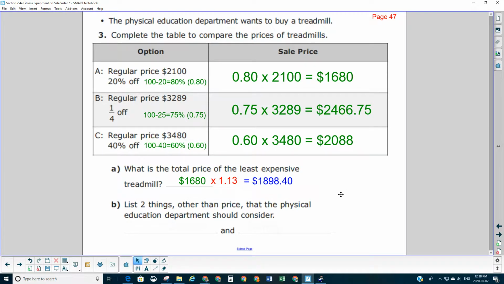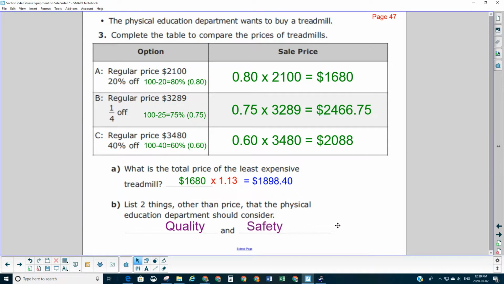So there are two other things, other than the price, that the phys ed department should consider when we're doing this. If you're actually buying a treadmill that students are going to be using, one thing you would want to decide on is your quality. For example, this $2,100 one might be just a regular one for home use, but something that would be used in a gym or a weight room might require something more expensive.